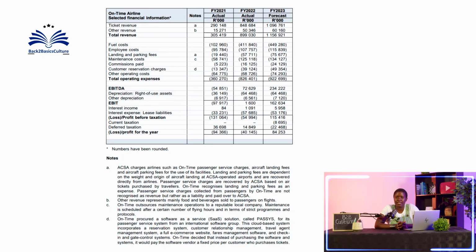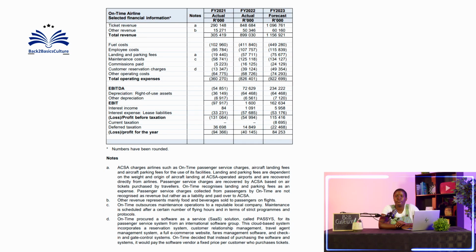Okay. Passenger service charges are recovered by ACSA based on air tickets purchased by travelers. Okay. On Time recognizes landing and parking fees as an expense, right? Passenger service charges collected from passengers by On Time are not recognized as revenue, but rather as a liability and paid over to ACSA. So here, because I'm reading this pre-release for the first time, I wouldn't deep dive into whether that's correct or not. I'll just highlight it and say, okay, when I'm coming back to read it for the second time, when I'm identifying triggers, I'm going to look at whether this accounting treatment is correct or not.